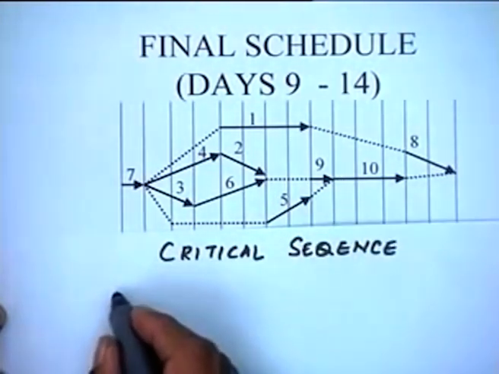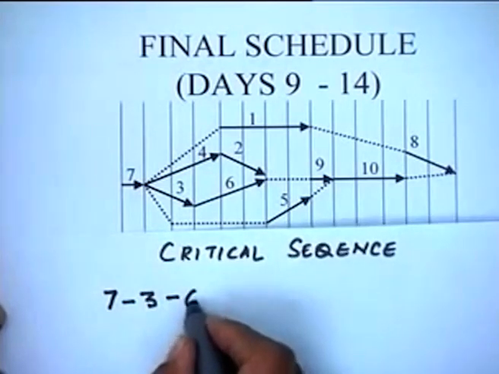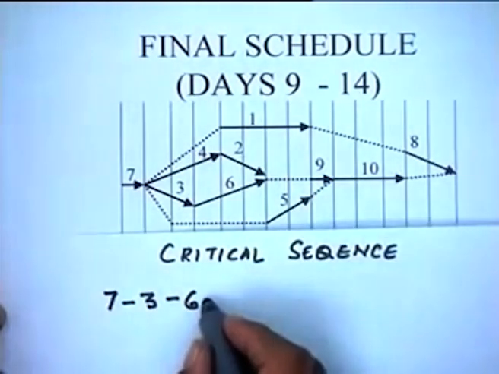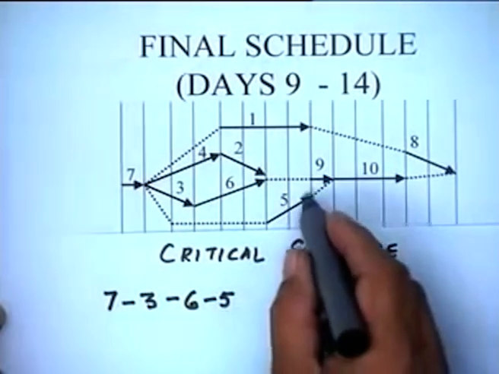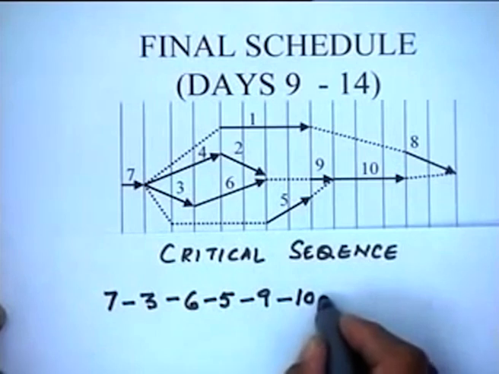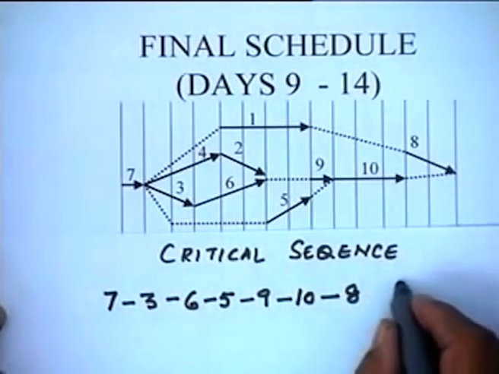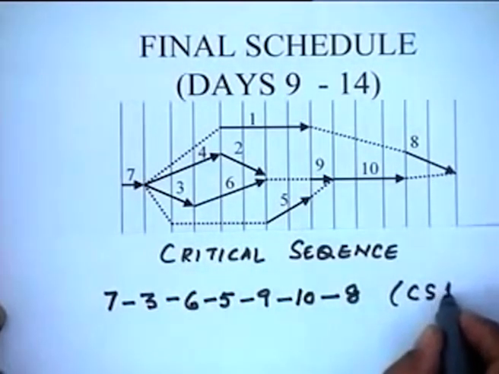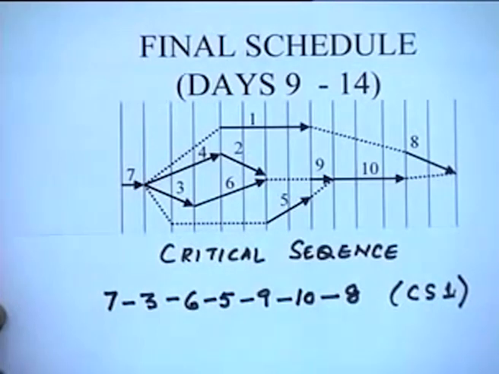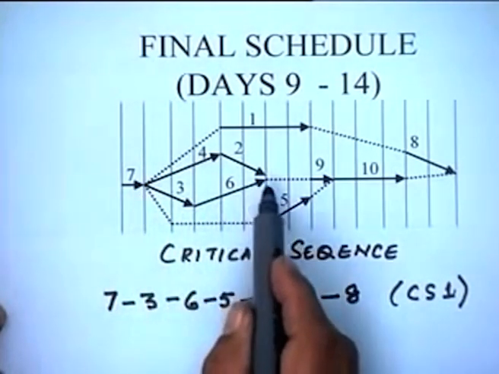You see, you find go to activity 7, then you go to 3, then you go to 6, and from 6 I add up to 5, and from 5 I add up to 9, and from 9 I add up to 10. If I add up the durations of these activities, this is nothing but a critical sequence. Critical sequence 1, isn't it? Obviously these are the durations, and then you change.